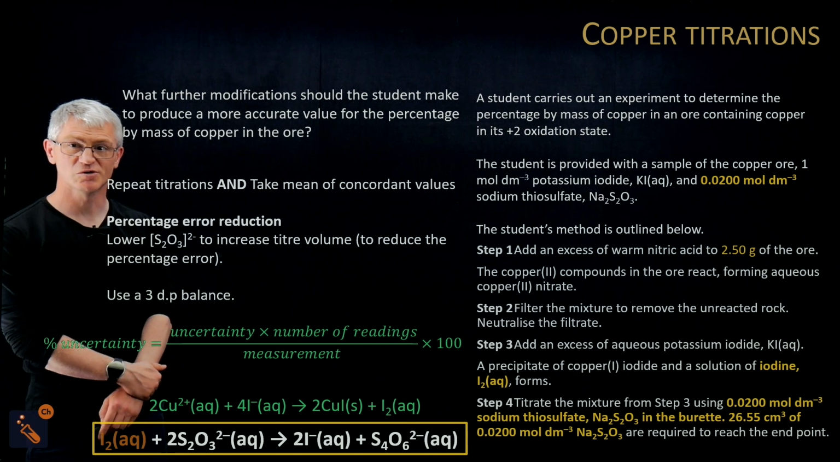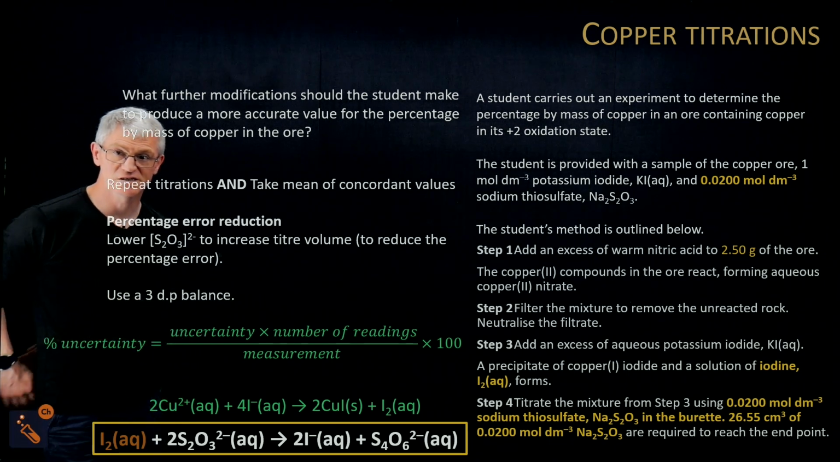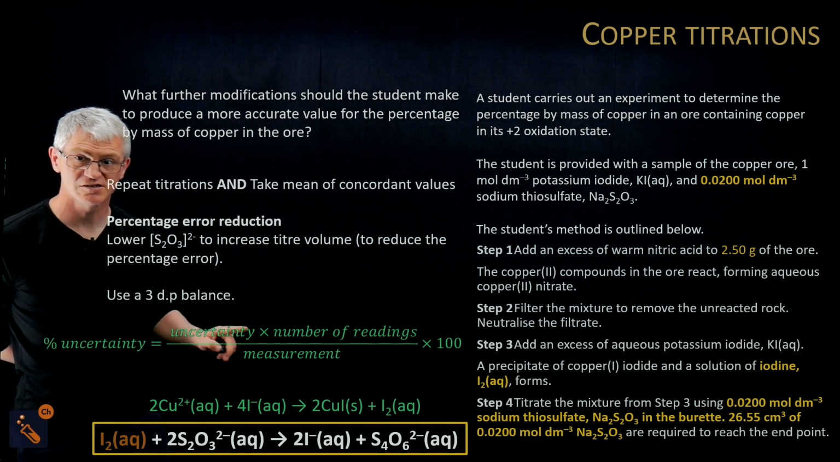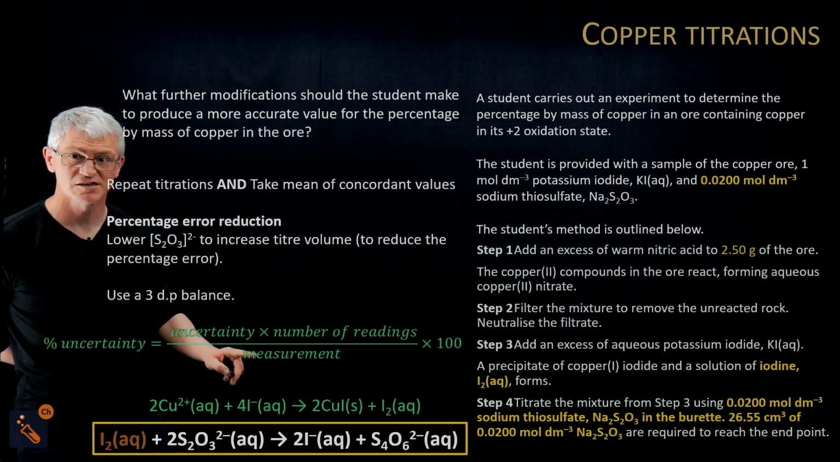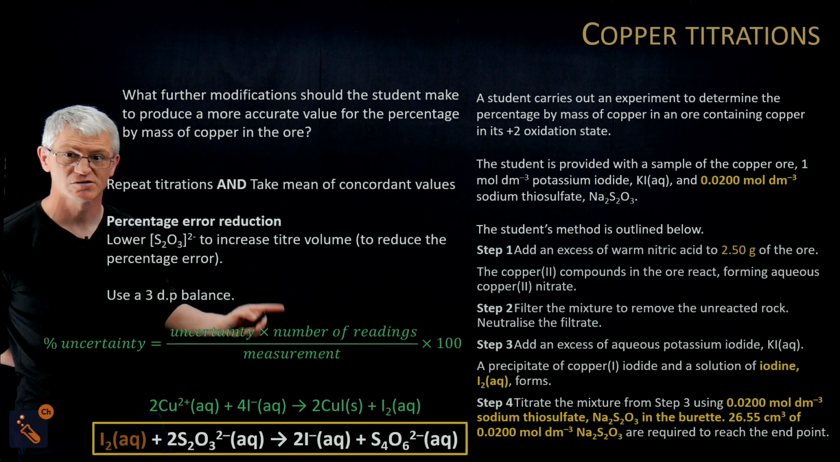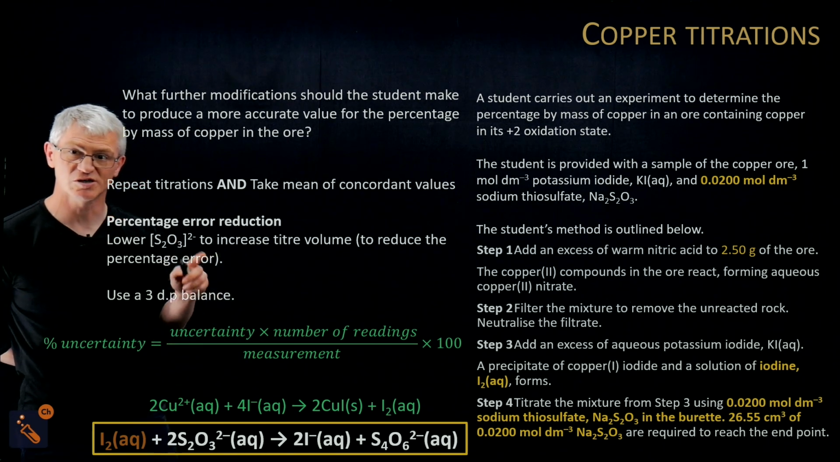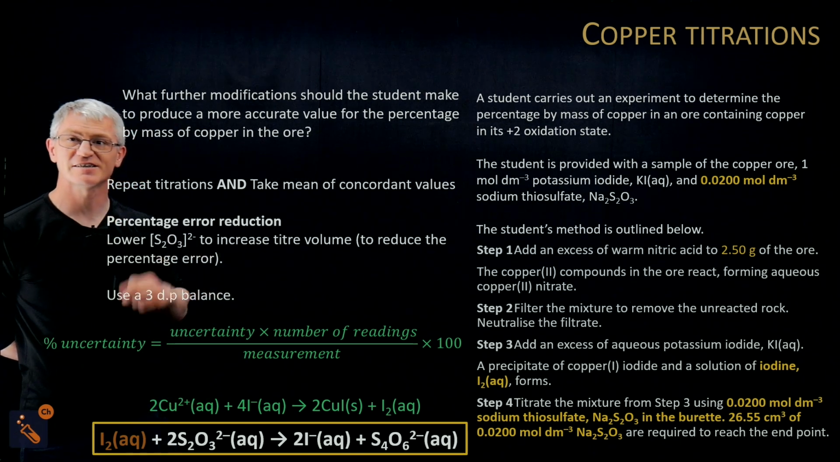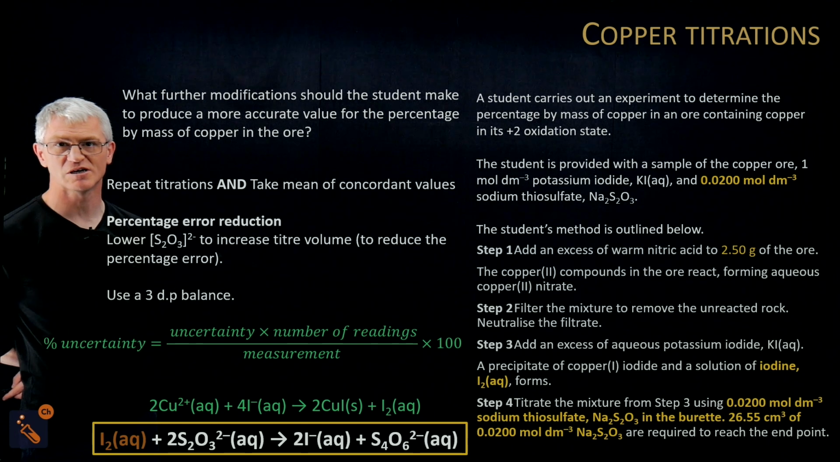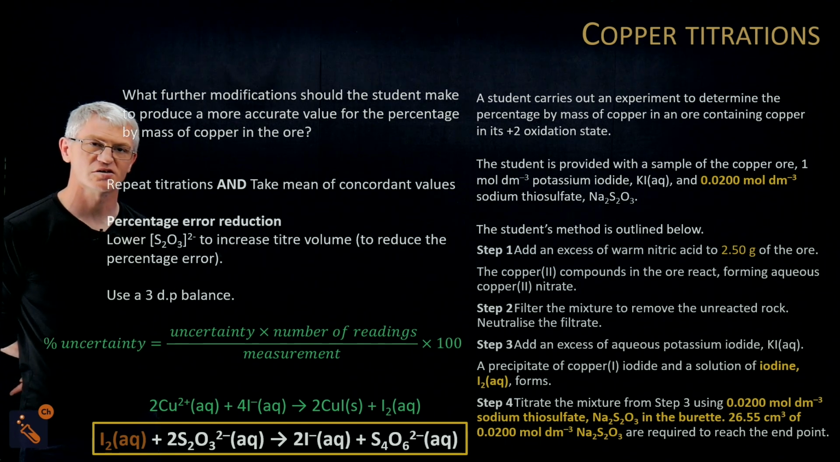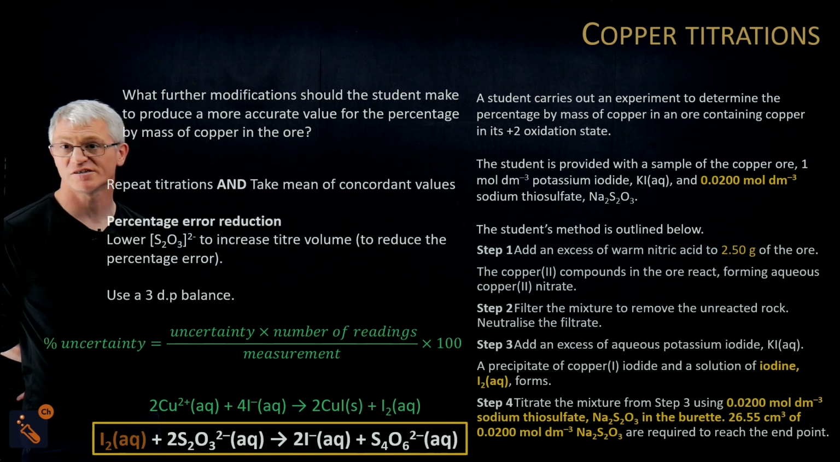All right, but just to remind you, here is your percentage uncertainty. And all you have to do to reduce uncertainty is to either increase your measurement or reduce your uncertainty. And you reduce your uncertainty with a balance, or you increase your measurement by lowering the concentration of something. And that's a classic way to do it. Again, if you want to go through it in more detail, that video on percentage uncertainty right at the start of the course is there.